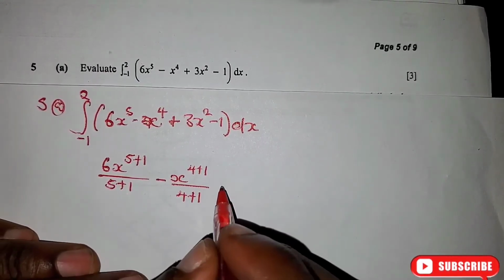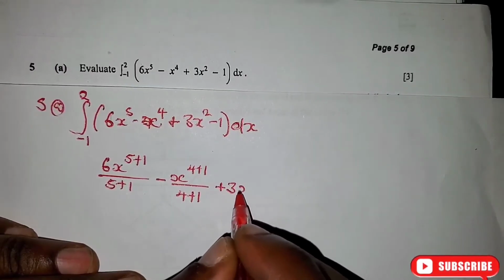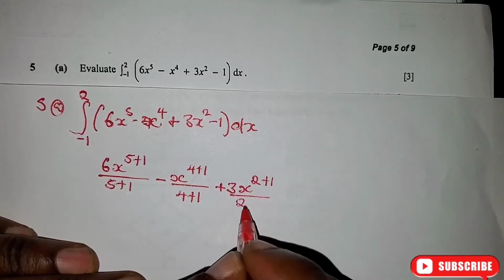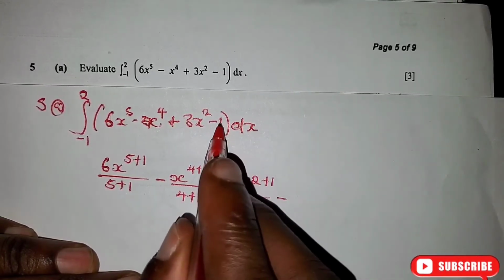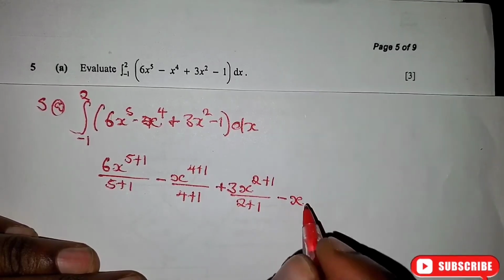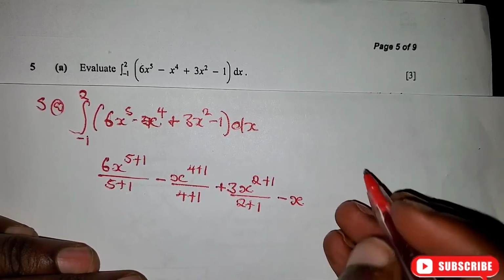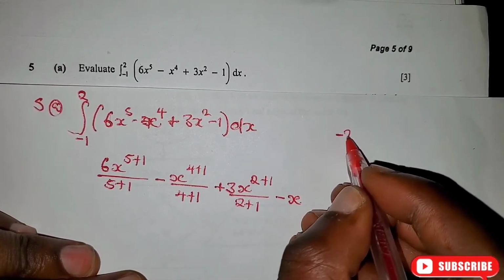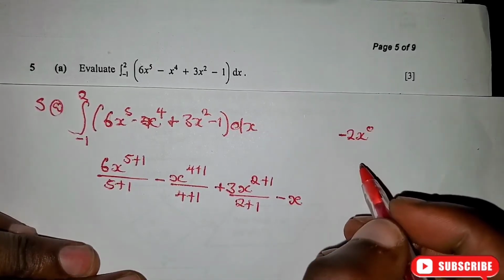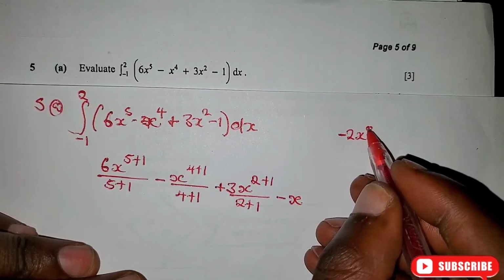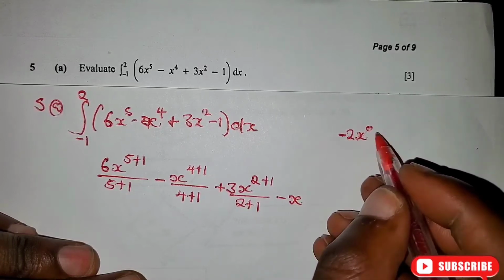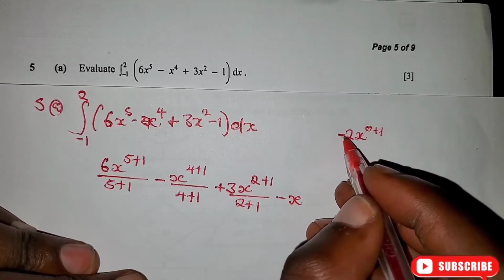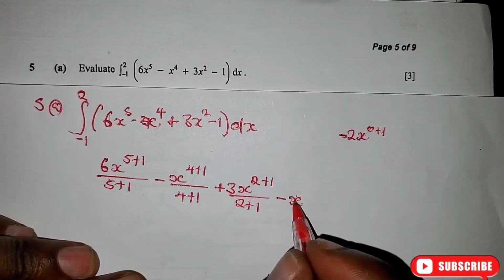Then plus 3x to the power 2 plus 1 over 2 plus 1. Then for the constant number here, you just add x, it will change to x. There's a reason why: the integral of a constant number is the same as negative 2x to the power 0. Any number raised to the power 0 is 1, and when you add 1 to the power, it will be just negative 2x. So just introduce x to this one.